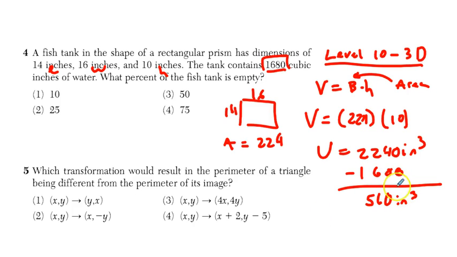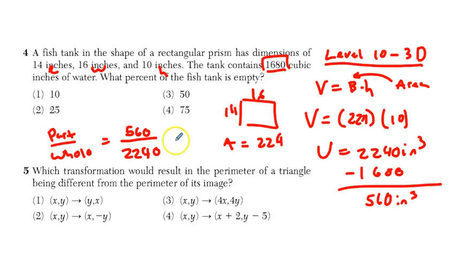Now to figure out a percentage, all you have to do is part over whole. I'm not sure if you know that, but part over whole, that gives you the percent. So the percent empty is, this is how many empty cubic inches there are over the total amount of cubic inches. So we'll just do 560 divided by 2240, and that gives you 0.25. So to change that into a percentage, you just get 25%. Part over whole is how you get the percentage there.